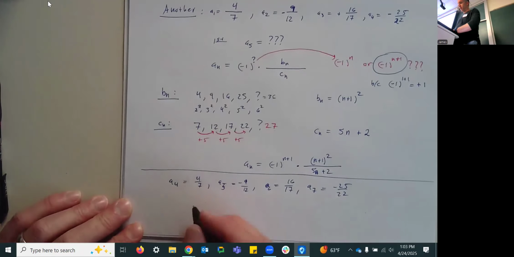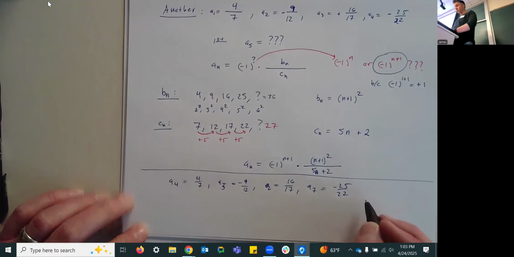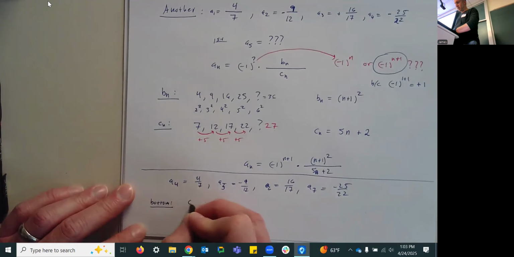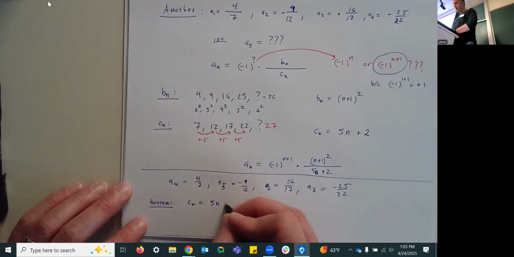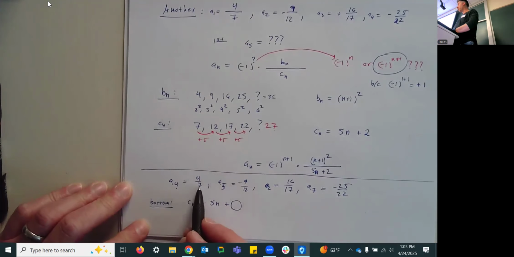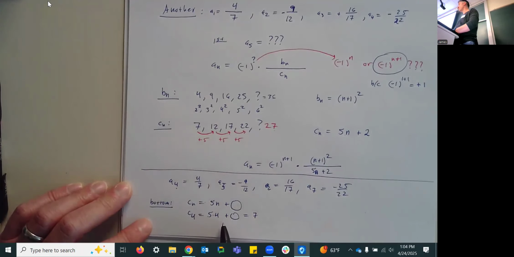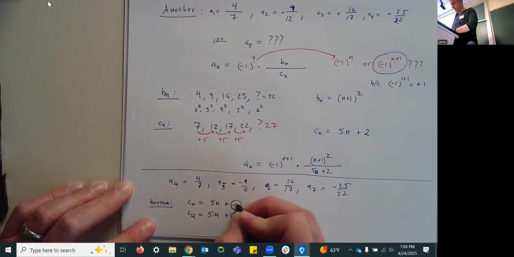So for the bottom part, which is still 7, 12, 17, 22, my bottom part is still going to be some c sub n equal to 5 times n plus something. But now, when I plug in my first n, which is 4, c sub 4 should equal 5 times 4 plus something that's going to make it equal to 7. And 20 plus negative 13 is going to be 7. So that's what needs to go there, a negative 13.